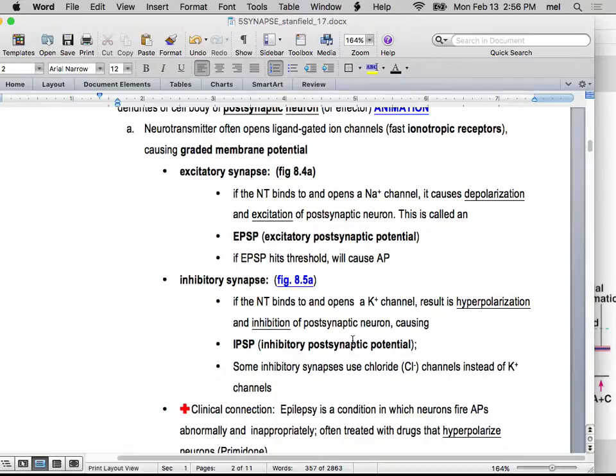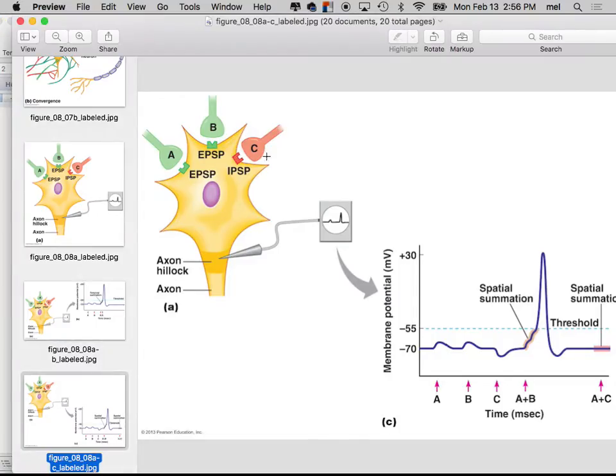Okay, and then inhibitory synapse. An inhibitory synapse is if the neurotransmitter instead, this would be a different synapse because the same neurotransmitter is not going to be excitatory and inhibitory at a single synapse. Okay, so if this neurotransmitter that I released bound to and opened a potassium channel, it would do this, right? And you would describe the synapse as inhibitory, and you would describe what happened on the postsynaptic cell as an IPSP, inhibitory postsynaptic potential. Does that make sense? IPSP, okay?